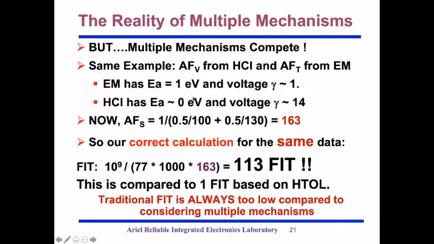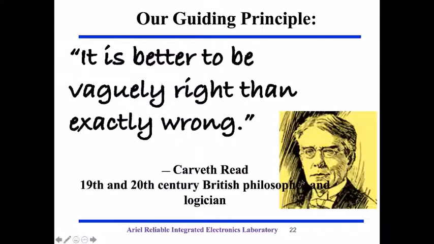But the reality is, if you have two mechanisms, one that's accelerated, let's say with high acceleration factor and voltage but very low in temperature, and a second mechanism is the opposite, and assume you have 50% one, 50% the other, you'll end up getting about 2 orders of magnitude higher than what you would have actually gotten from the HTOL. Okay, so I'm going to show you my solution here.